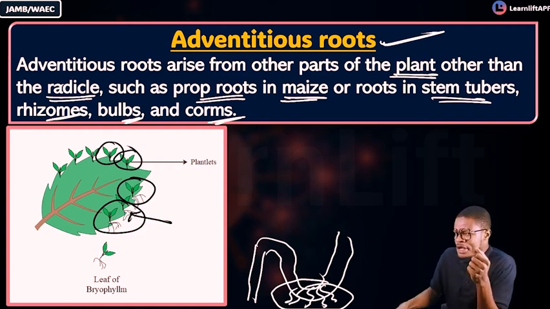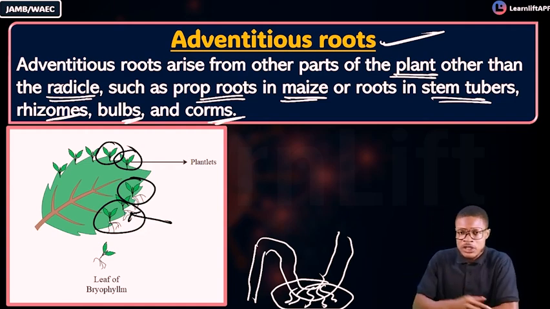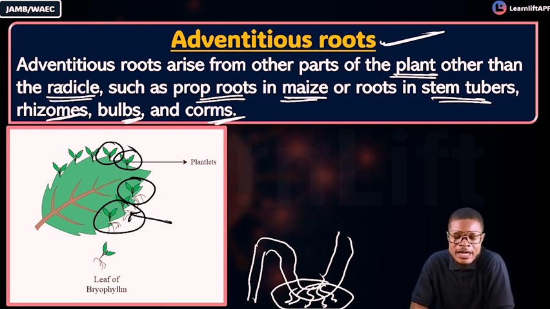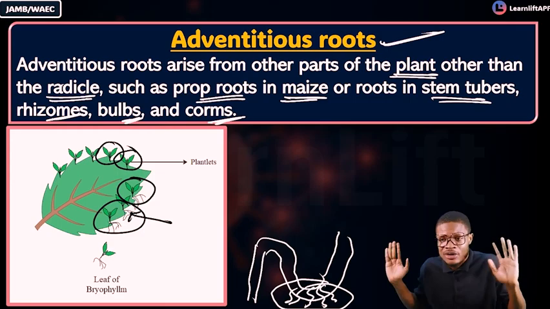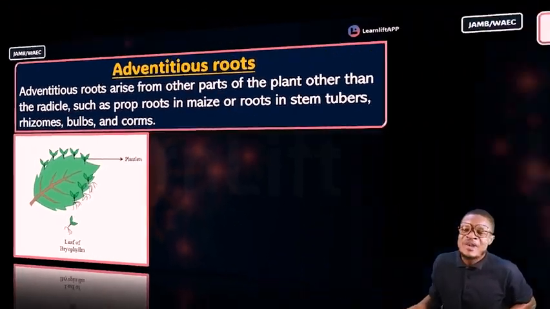For the last time, what are adventitious roots? Adventitious roots develop from any other part of the plant except the radicle. Does it make sense? Period. That's all. You get that very quickly with me.